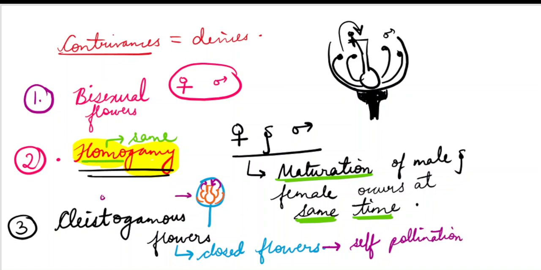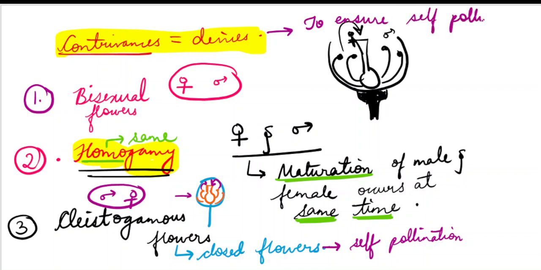Here, the male and the female are not exposed to the external environment. If the flower's reproductive parts, the male part and female part, are not exposed to the external environment, this means the flower is a closed flower. And if the flower is a closed flower, the male and female will undergo self-pollination. So these are the contrivances, meaning devices, to ensure self-pollination. Another word for self-pollination is inbreeding. We can also say selfing.